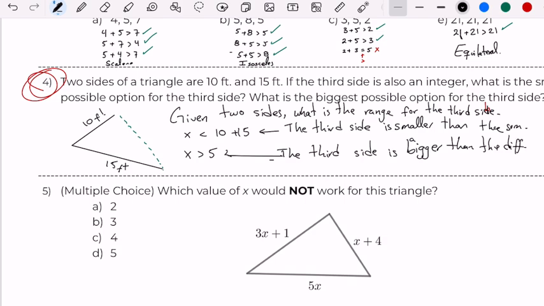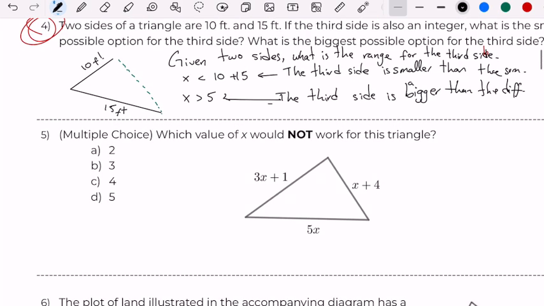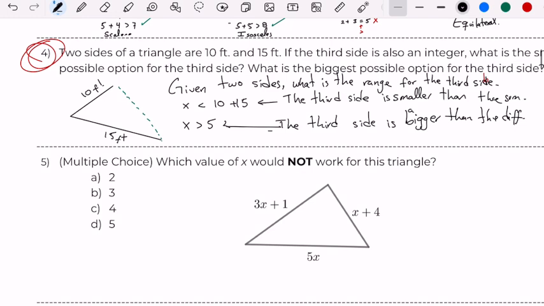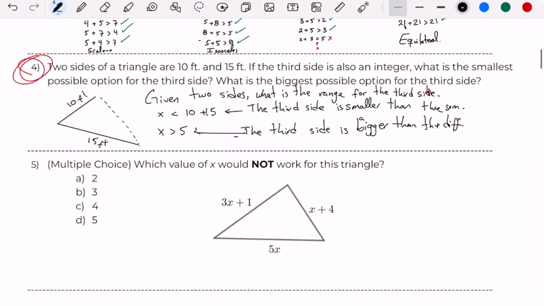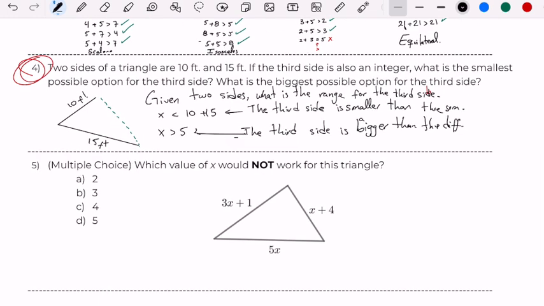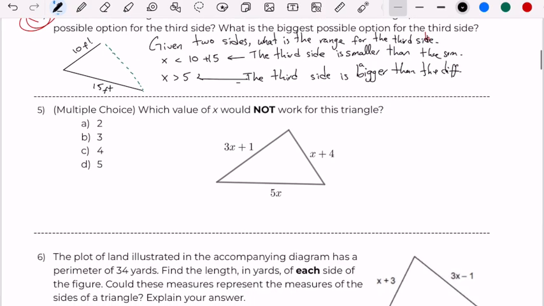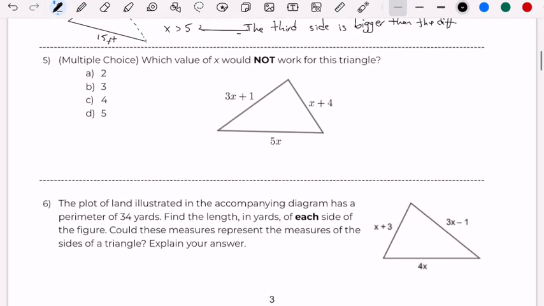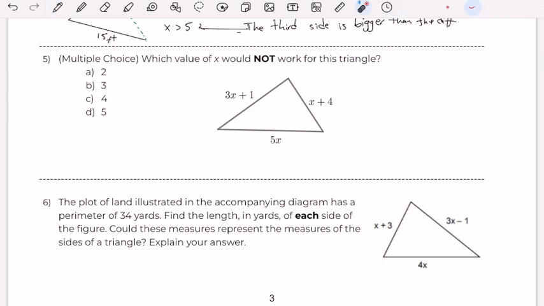Excellent. So here I am asking for another option for the third side. Any number bigger than 5 and smaller than 25 would be the third side. Excellent. So in these two problems, I am using the same style of problem, no?